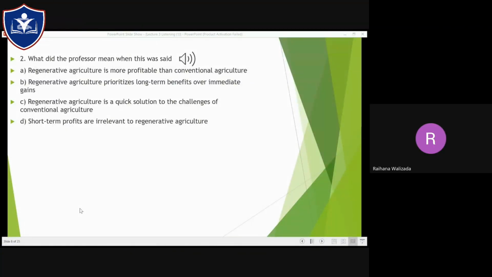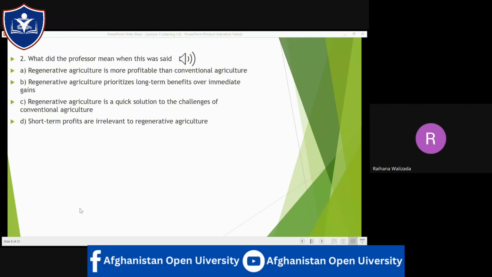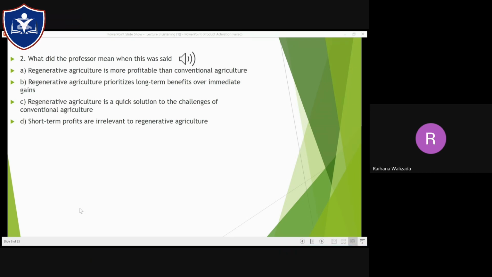And that was the audio. You can only hear it once. What did the professor mean when this was said? A, regenerative agriculture is more profitable than conventional agriculture. B, regenerative agriculture prioritizes long-term benefits over immediate gains. C, regenerative agriculture is a quick solution to the challenges of conventional agriculture. D, short-term profits are irrelevant to regenerative agriculture.